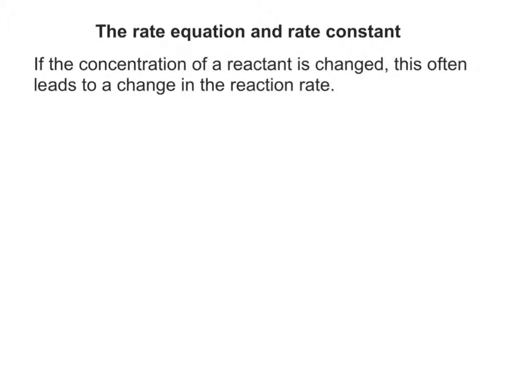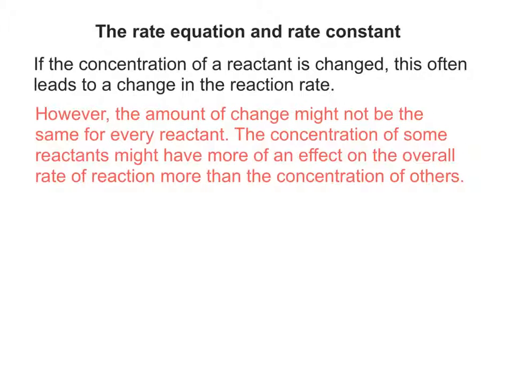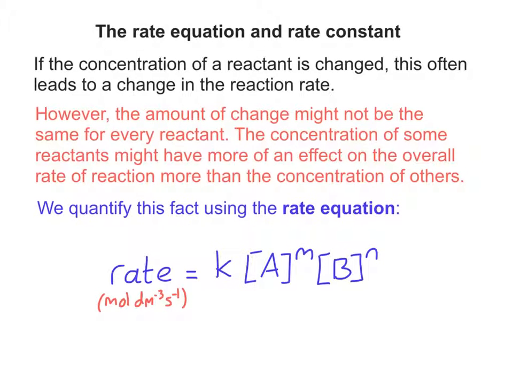If the concentration of a reactant is changed, this often leads to a change in the reaction rate. But the amount of change that happens might not be the same for every reactant. So the concentration of some reactants might have more of an overall bearing on the rate of reaction than other reactants. So we mathematically quantify this variation of effect on overall rate between one reactant and another using something called the rate equation.